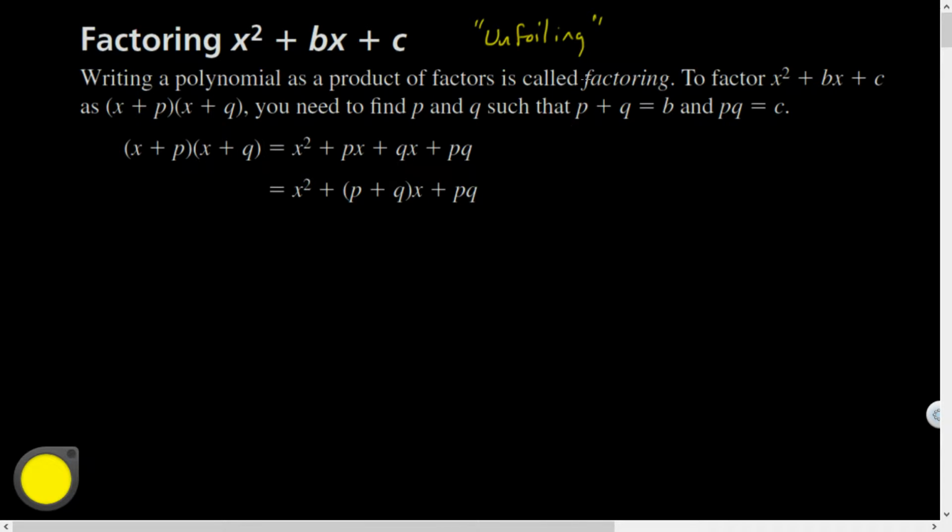We're undistributing, even. So if I want to have it multiply to this, you need to find the values of p and q such that p plus q, these two numbers, add to equal b, and they have to multiply to equal c.